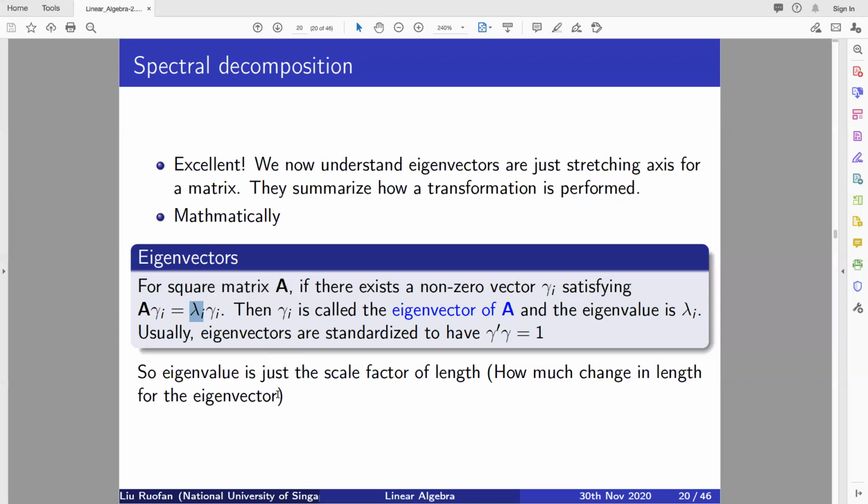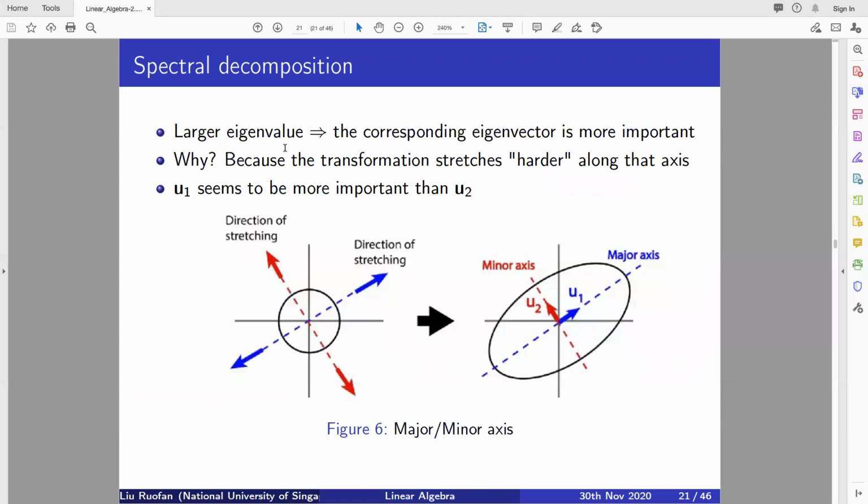Usually the larger the eigenvalue, the more important this dimension or direction is, right? Yes. Because the transformation tends to stretch harder along that axis. So U1 seems to be more important than U2.